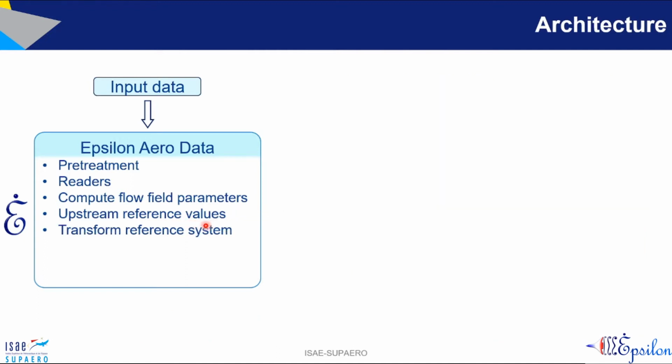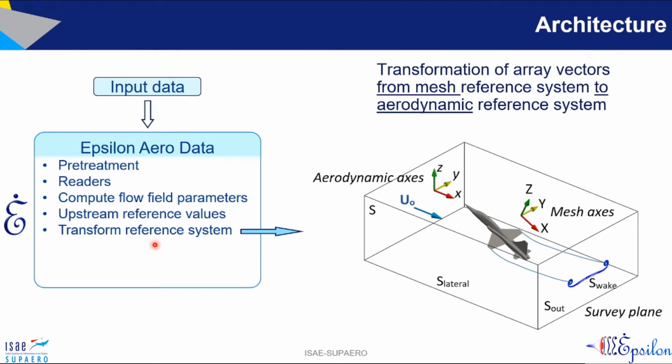Now that you have declared the upstream reference values, you have to transform the reference system. What is this? Indeed, the standard conventional aerodynamic axes are usually different from the mesh axes. All the aerodynamic analysis methods use this kind of axes as default, with the x-axis pointing downstream, the y-axis pointing to the right-hand side of the body, and the z-axis pointing upwards. Your mesh axes instead might not follow this convention. You might have, let's say, the y-axis pointing upwards. That's one of the cases.